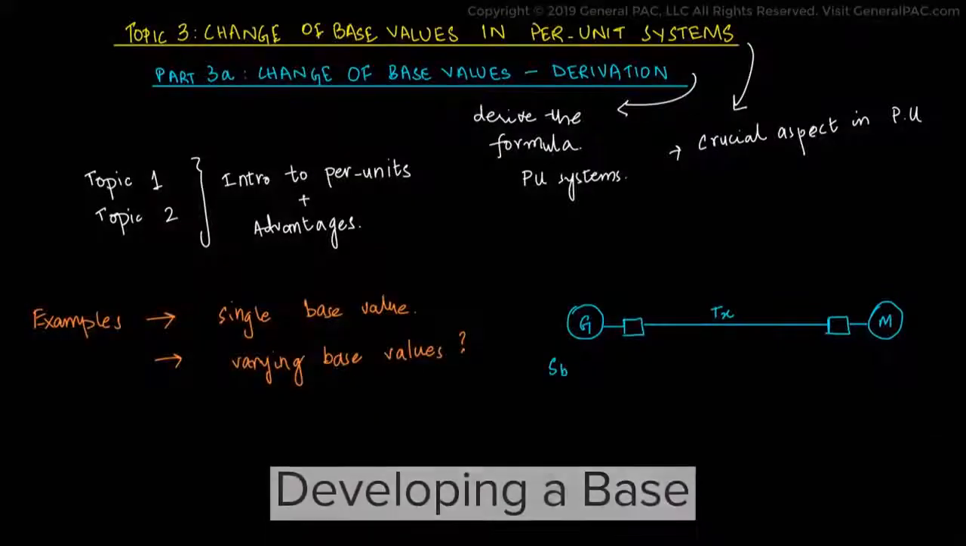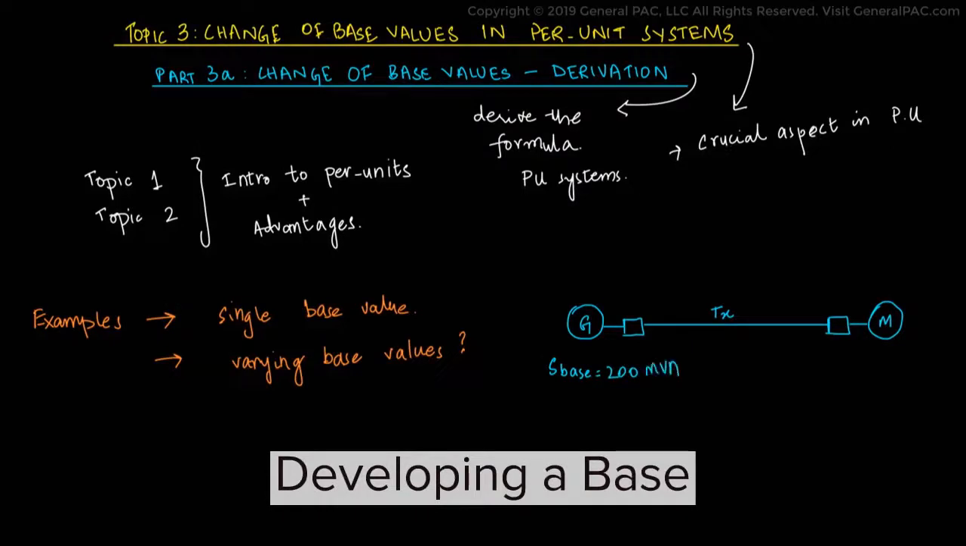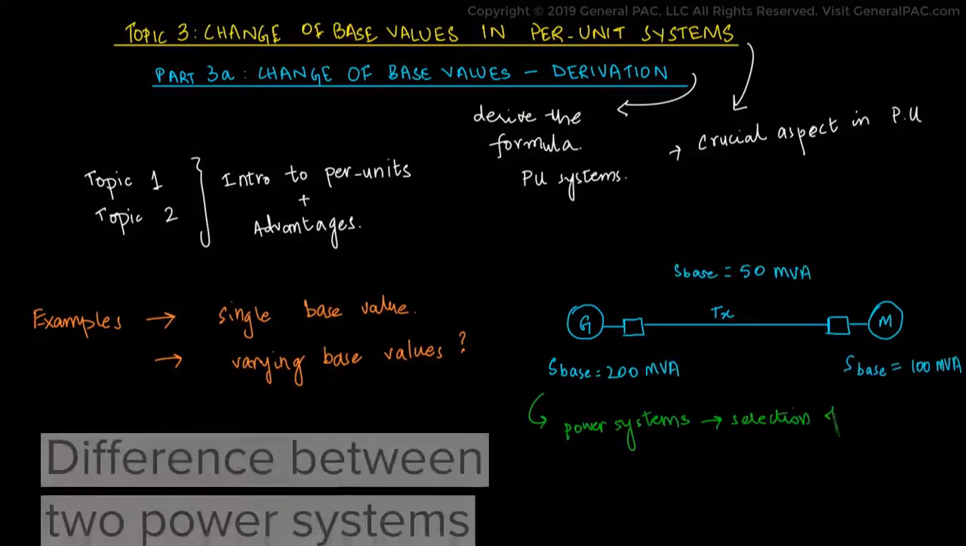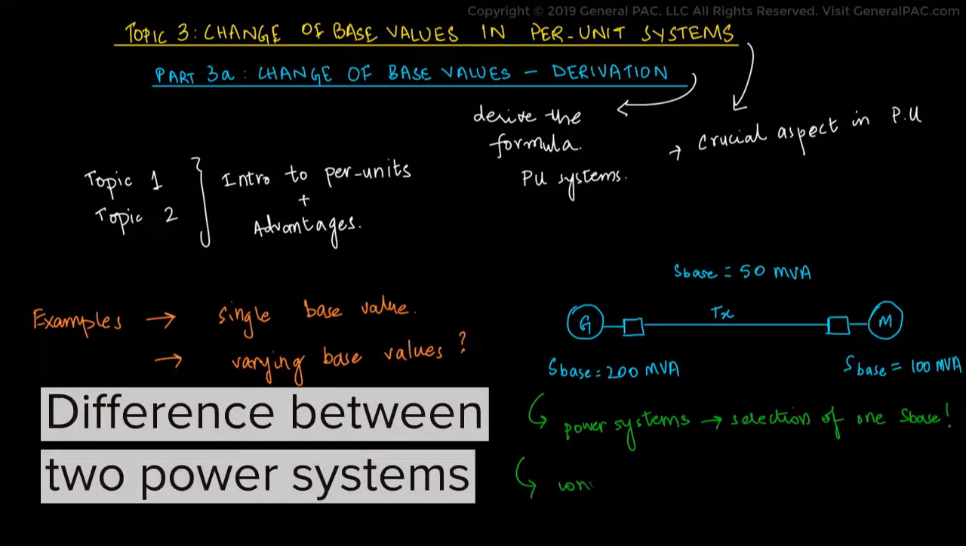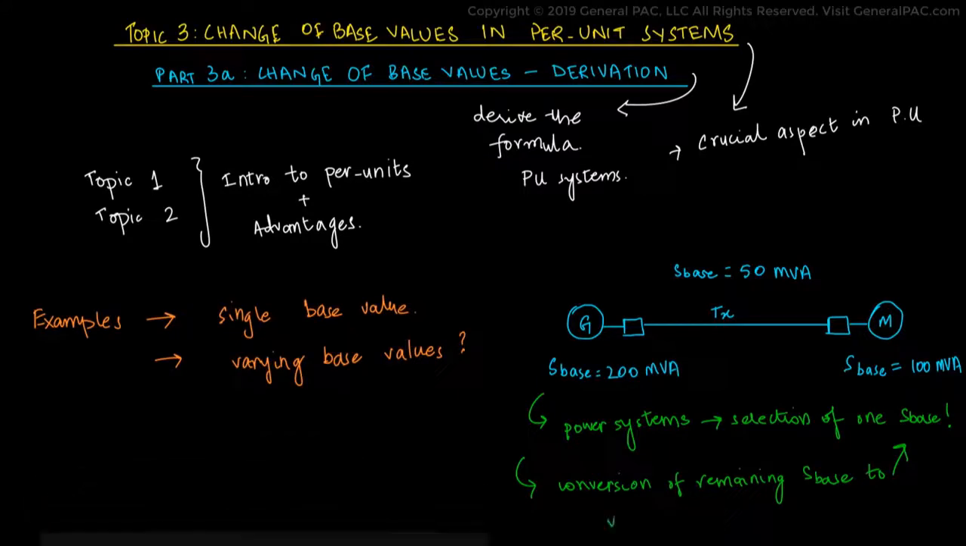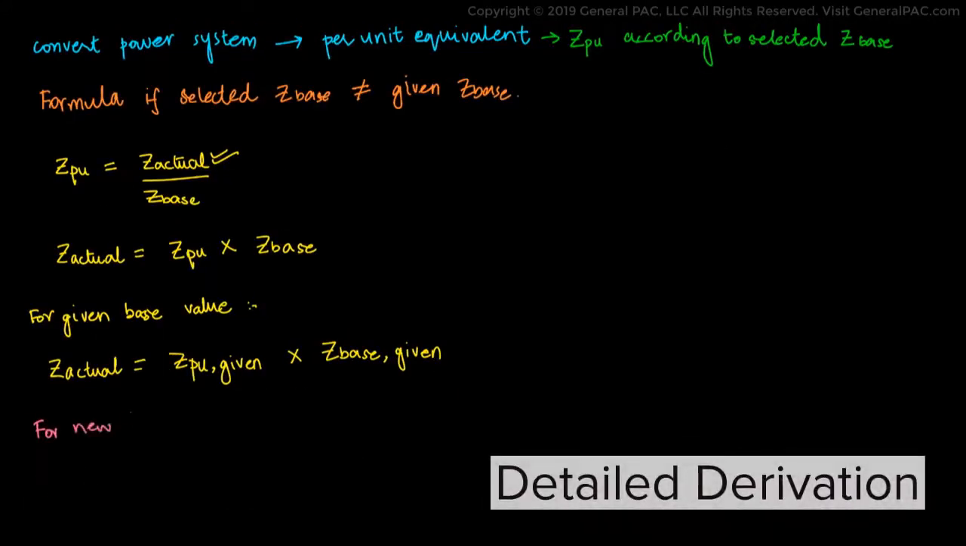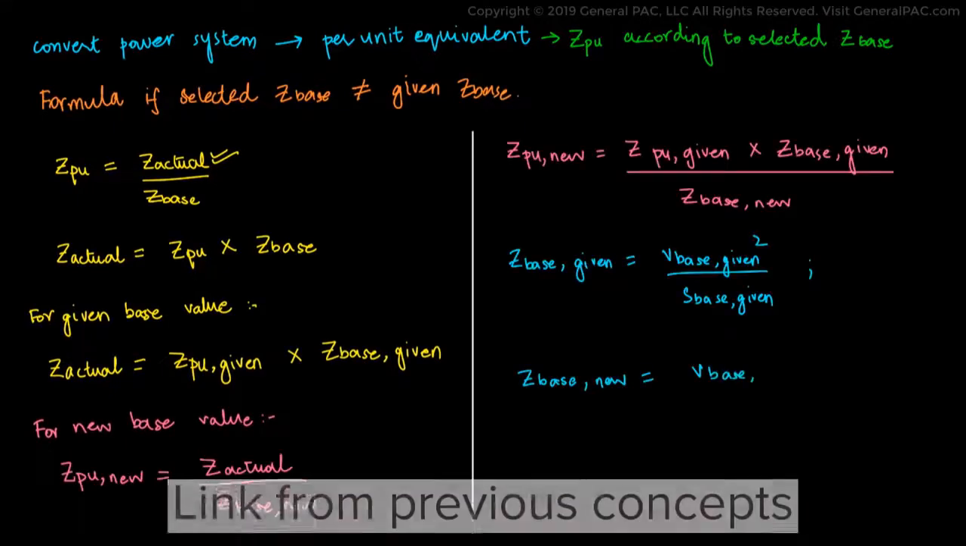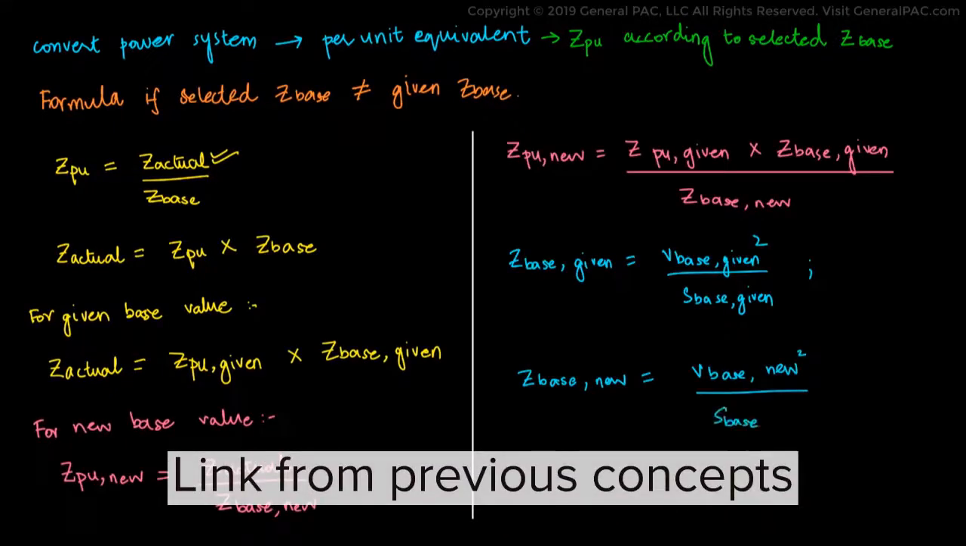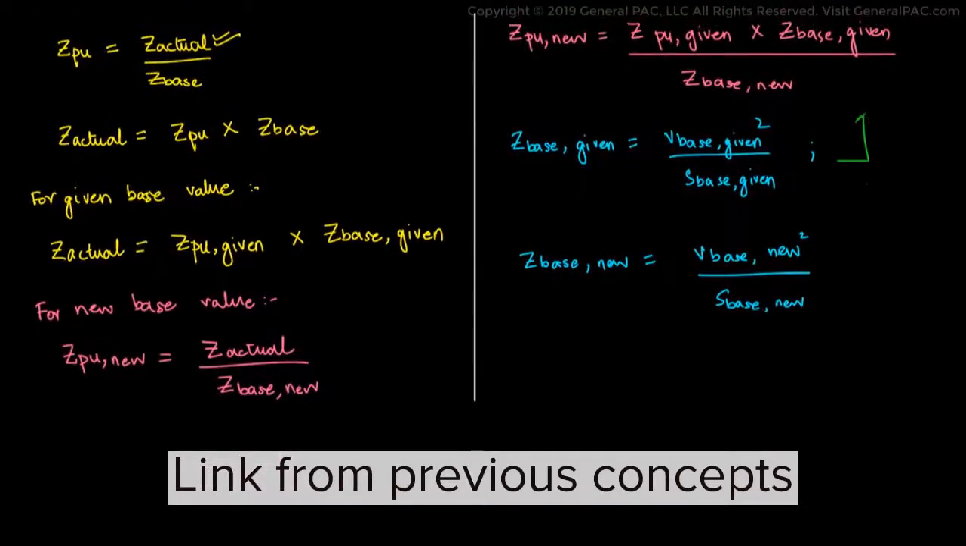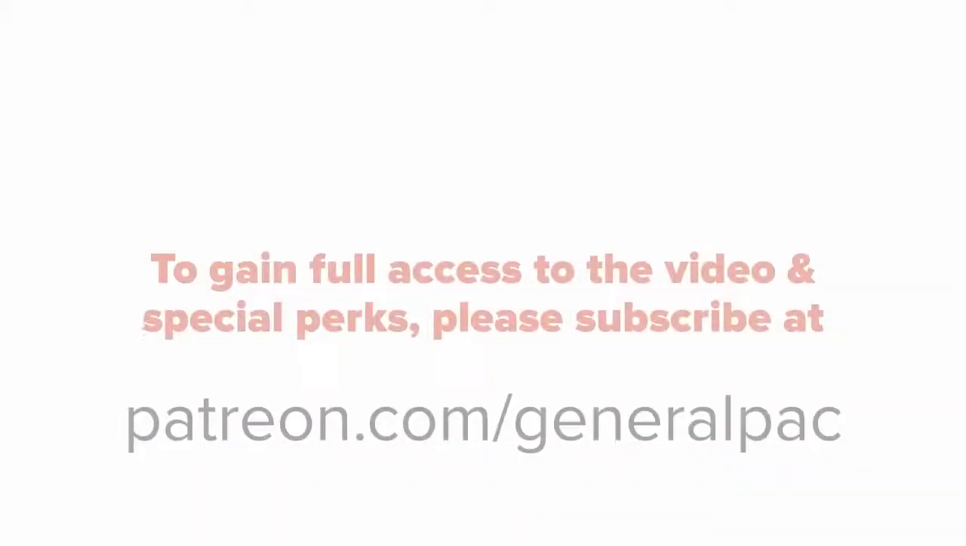For example, the generator side would be working on 200 MVA base power. The transmission line has a base for the whole system, and also requires conversion of different bases to the selected one. And the same, calculate the per-unit impedance according to a new base value. We can then write the formula as this: Z base new = V base new squared divided by S base new. Putting this equation to find out Z per unit new.